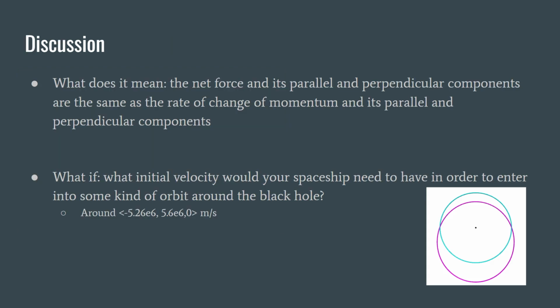So then for the what does it mean question, the FNet force and its parallel and perpendicular components are the same as the rate of change of momentum and its parallel and perpendicular components. This is shown before as FNet parallel is just equal to dp over dt parallel, which can be derived from Newton's second law. And then for the what if question, we basically had to find an initial velocity for our spaceship for it to orbit the black hole instead of just going off into space. And I found that velocity to be around negative 5.26 e6, 5.6 e6 meters per second.